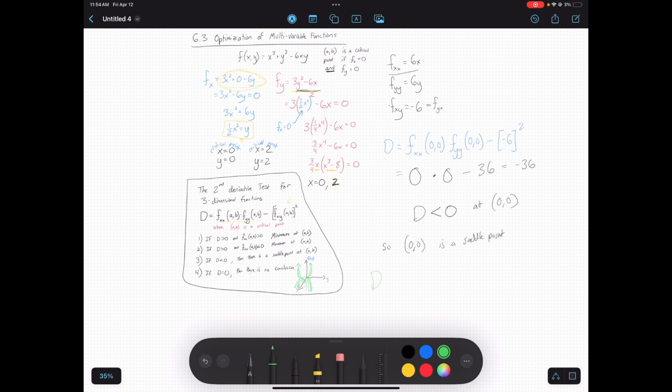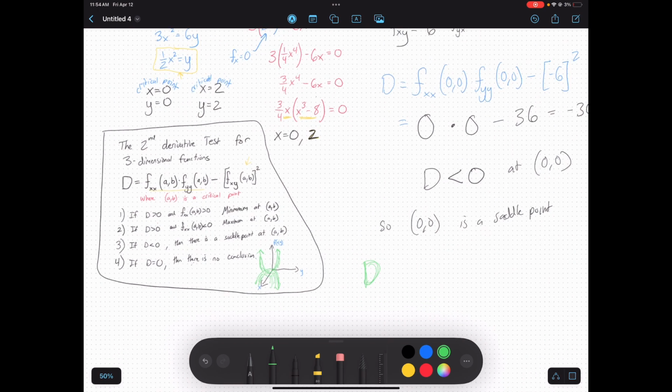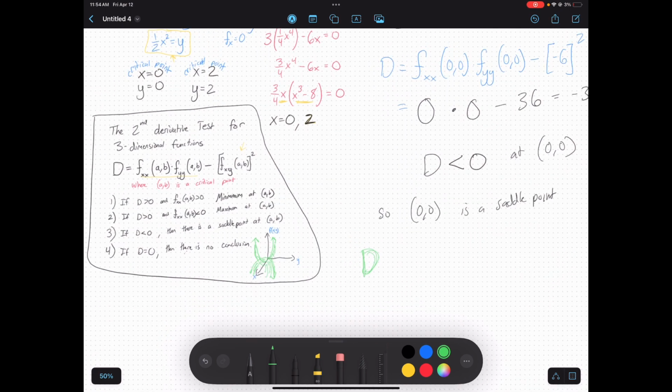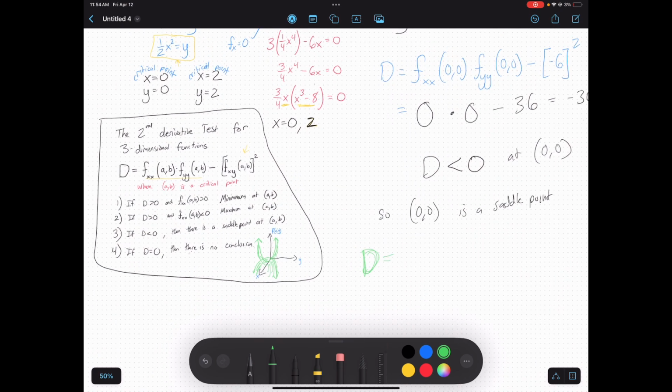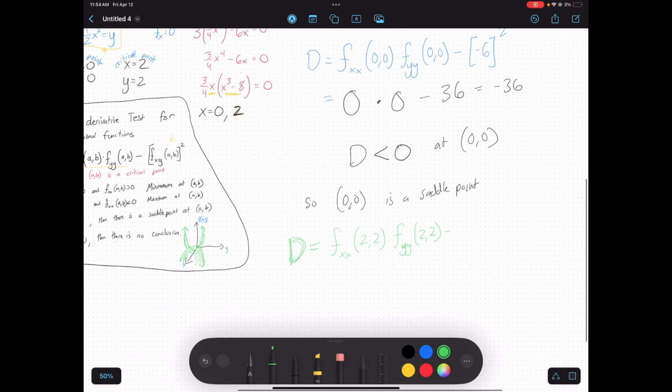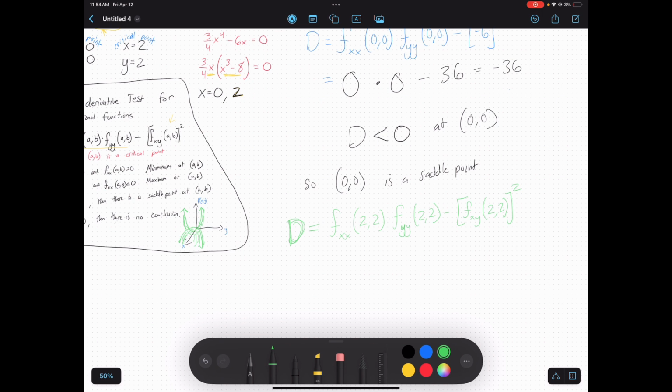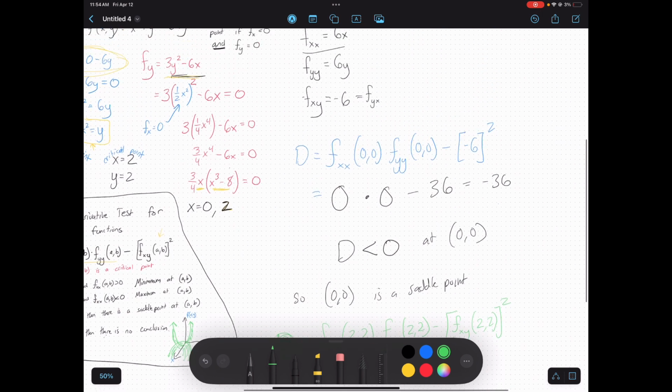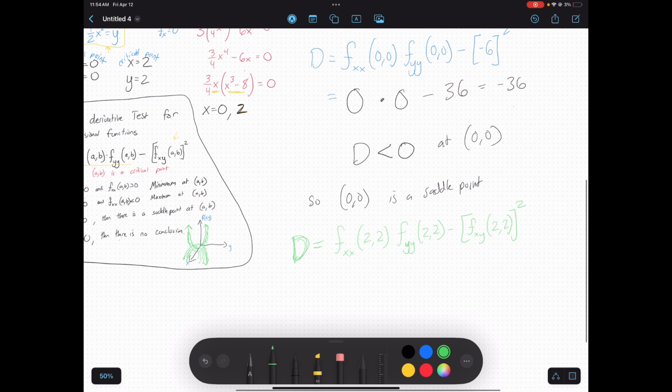So now let's find the determinant. Let me zoom in a little bit so it's a little thicker. Let's find the determinant at the point 2, 2. Okay, minus, of course, the mixed derivative, f of xy at 2, 2. Well, for both of these, for the double derivative of x and the double derivative of y, I'm just plugging in 2 for x and 2 for y. So what do I get?